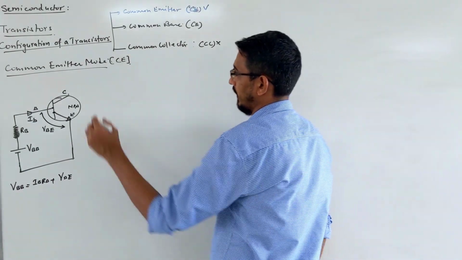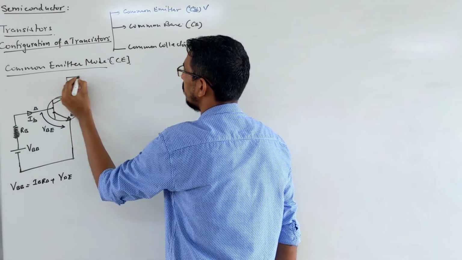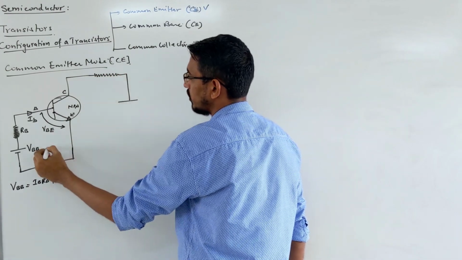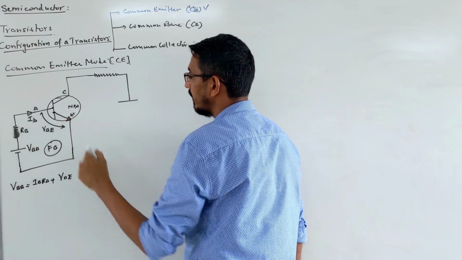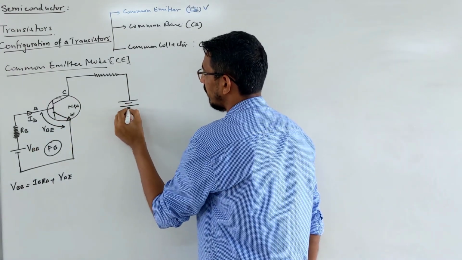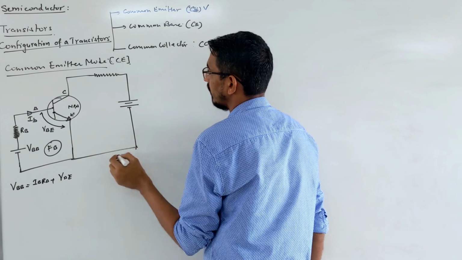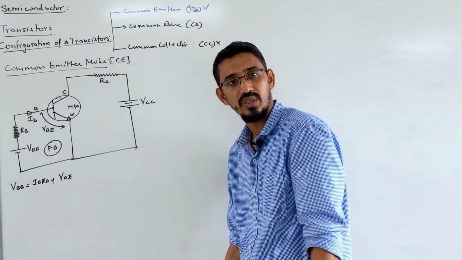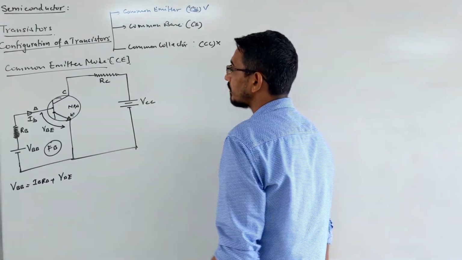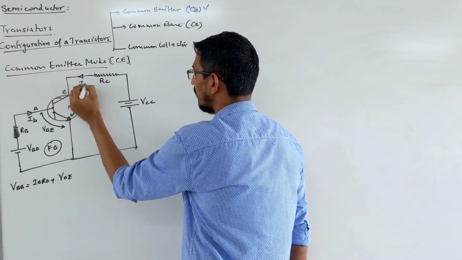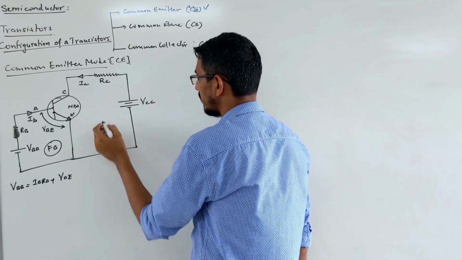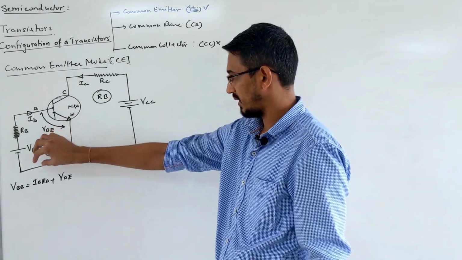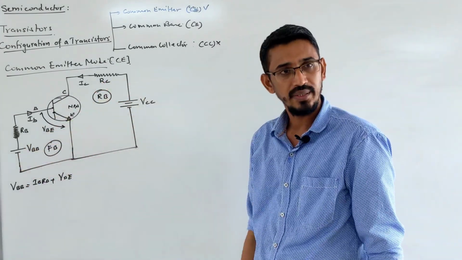Now, what happens on the output side? Look here, this is the output side. There should be a collector resistance and a battery, and remember this should be reverse biased, and we need a big battery here. We call this the VCC battery. This is the RC resistance, which you can also call the output resistance. And what current flows here? IC current flows. So this side is reverse biased, and that side, the input side, is forward biased.